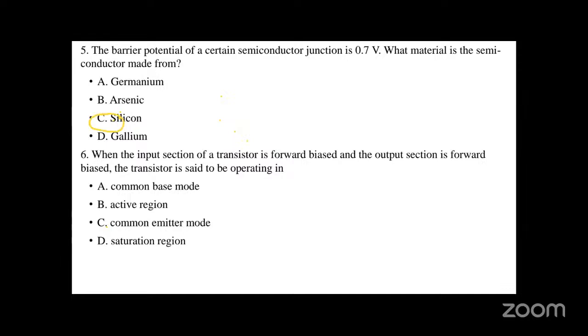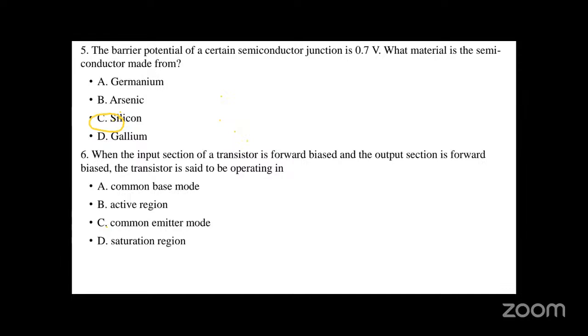C. And the next question, which is question number 6, says when the input section of a transistor is forward bias and the output section is also forward bias, the transistor is said to be operating in A, common base mode, active region, common emitter mode, and saturation region.